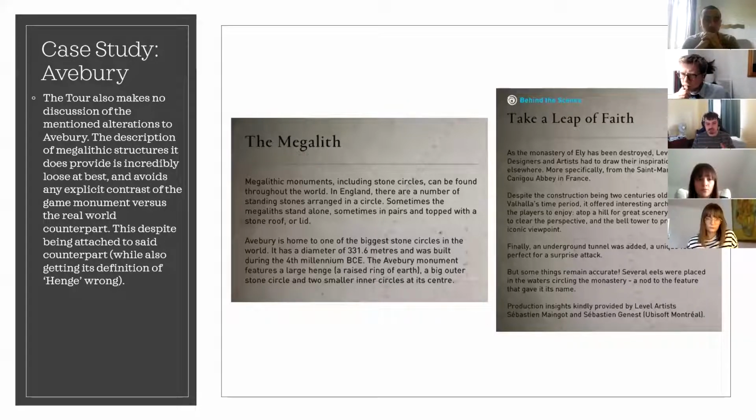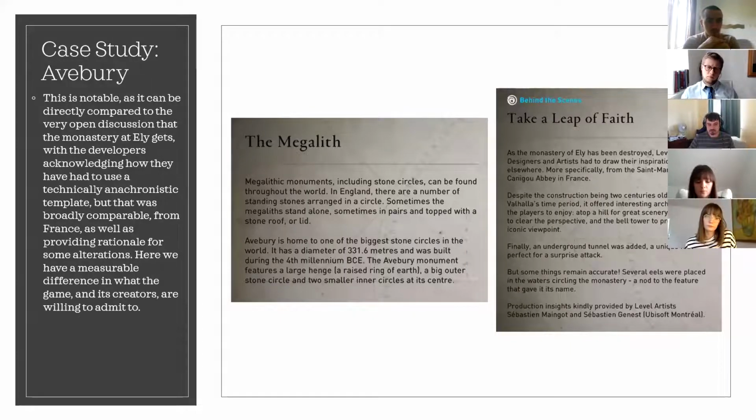Relatedly, we have Avebury. So the tour also makes no mention of the discussion of the mentioned alterations to Avebury. The description of megalithic structures it does provide, seen here, is incredibly loose at best and avoids any explicit contrast of the game monument versus the real-world counterpart. This despite being attached to said counterpart, while also getting its definition of henge wrong.